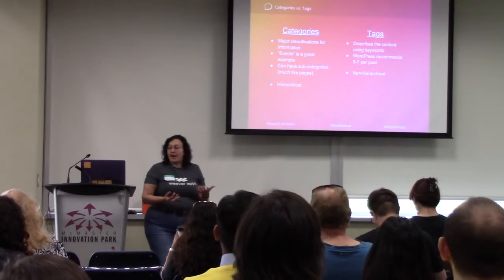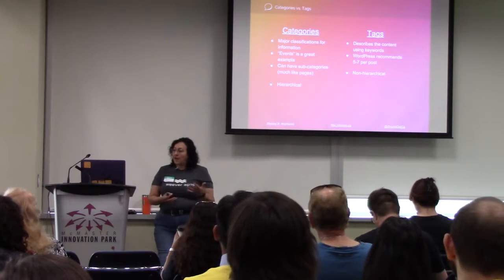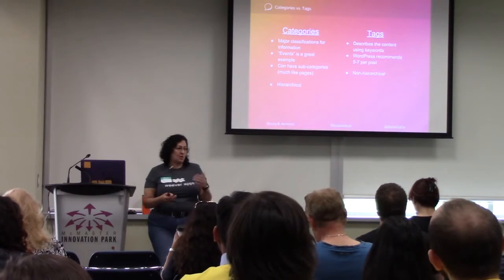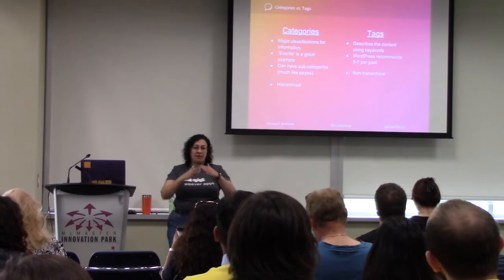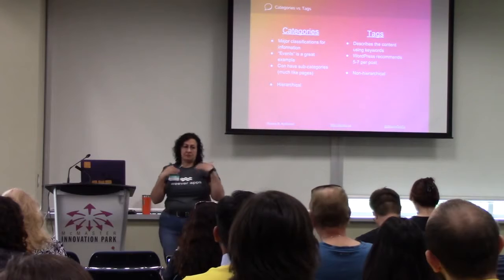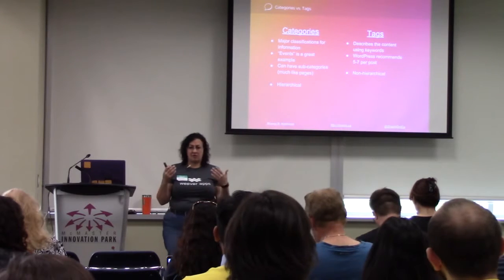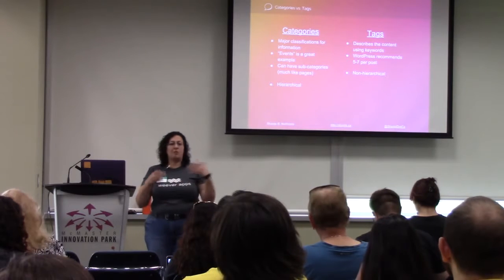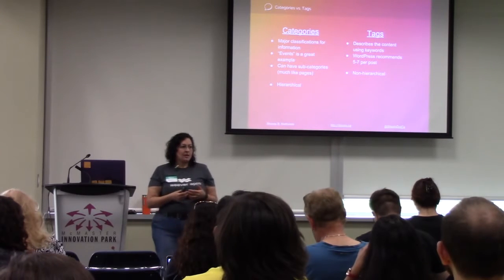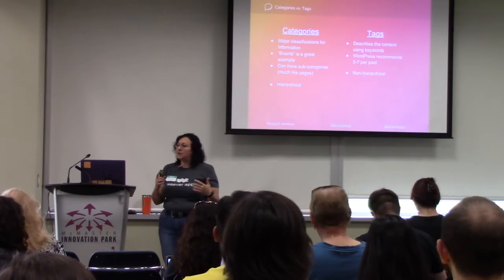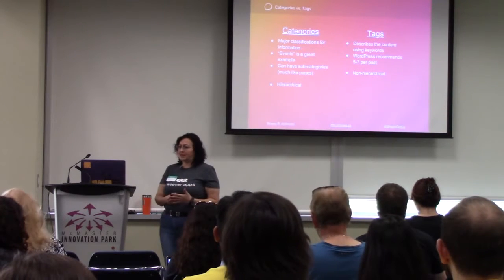Quick review of what categories and tags are. Again, categories are major classifications of information. Events is a great example, right? You may have a whole category called events. And under that, you may have, you know what, these are WordPress events, these are Drupal events, these are Joomla events, these are meetup events, these could be almost anything, right? You don't have to go into that level of detail, but you can. It depends on how much content you write.